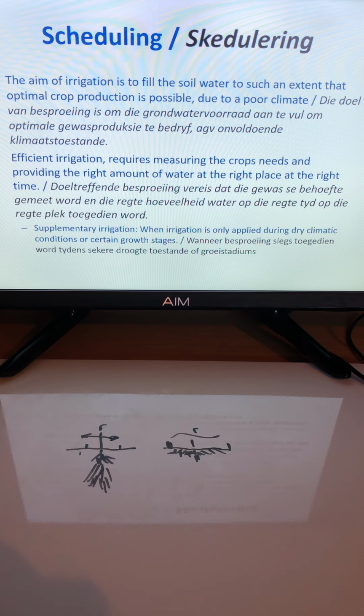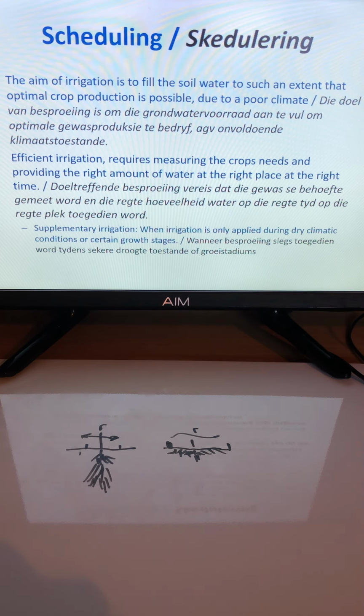So that's why it's important to know what the crop needs, but also to know where to put it and what time, how long, but also during what phase of growth. So especially for most crops, from bloom to harvest or fruit growth, that's when a lot of water is required.